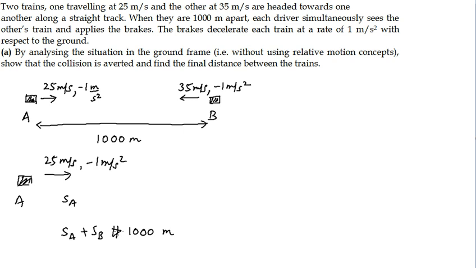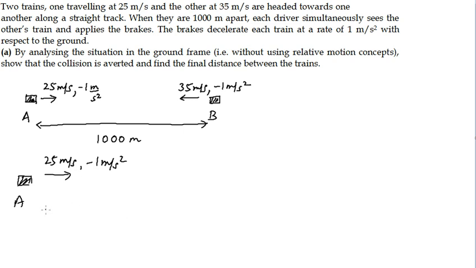On the other hand, if SA plus SB is less than 1000 meters, then the trains stop short of each other and the collision is avoided. The third case is of course with an equal sign, that is SA plus SB is equal to 1000 meters, which would mean that the trains just touch each other when they both stop.